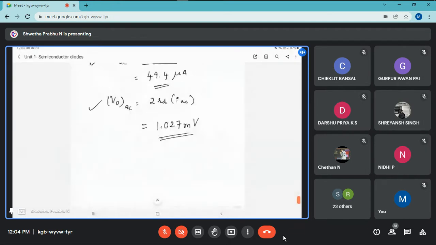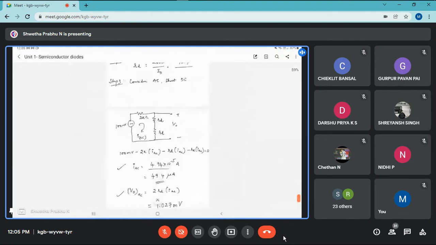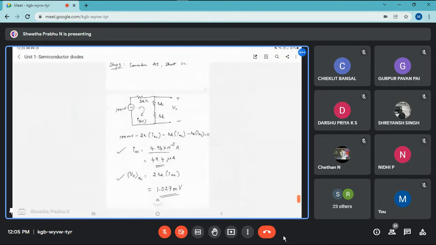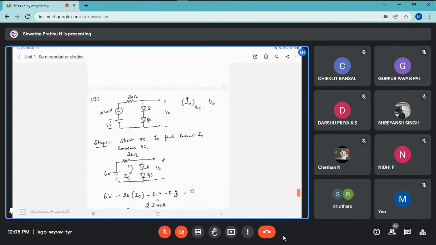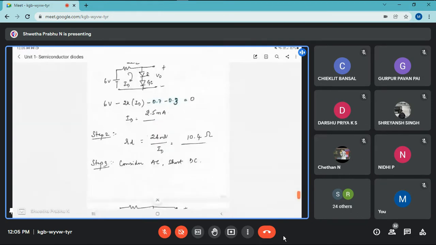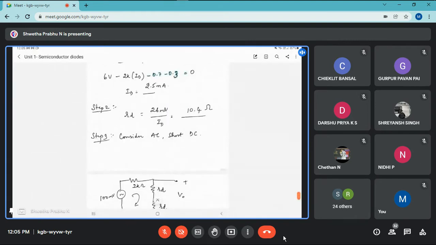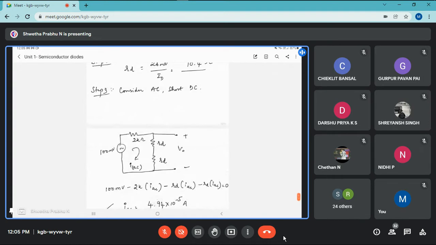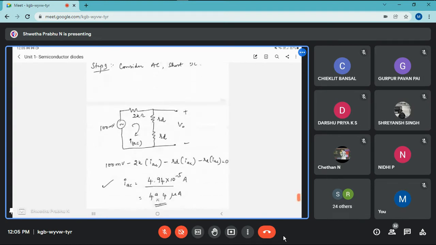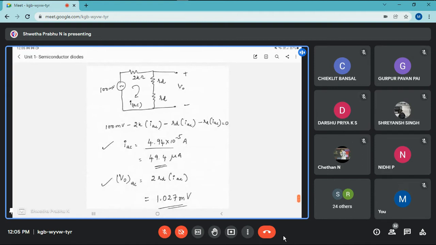Fine. We shall continue. In the last class, we were discussing the AC equivalent circuits, and I showed you the steps: short AC, consider only DC to find the DC current. The next step is to find the dynamic resistance. Next, to find the AC parameters, that is the AC current and the output AC voltage, we have to consider AC and short DC. So short DC, apply KVL, and find the current flowing through the circuit and the output voltage. Any doubts in this question?